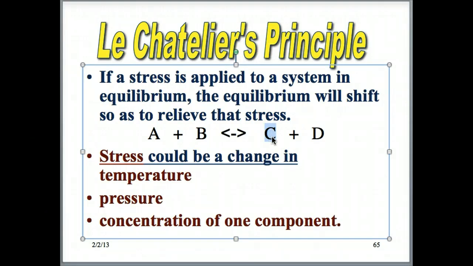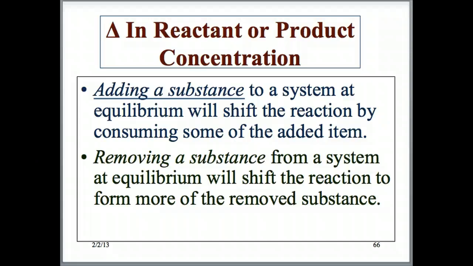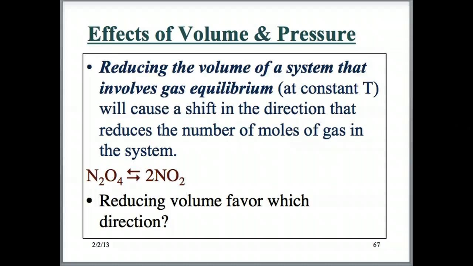And the same goes if I take C away. If I take C away, the reaction will proceed forward to make more C. That stress would be taking away C, and the reaction would respond to make more C. I could take all of my C away, and the A and B would start reacting and make more C until equilibrium is established again. So adding a substance makes the equilibrium shift to consume the added substance. Removing a substance means the system would shift to add more of the removed substance. Just what I talked about with C.